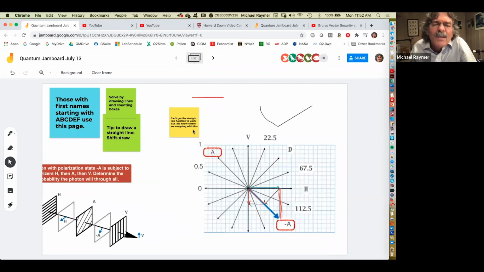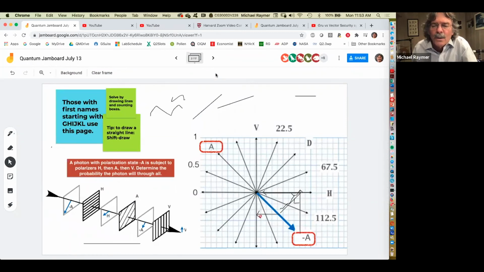Can't get the straight line function to work, but I do know. Okay, somebody on page 1 cannot get the straight line to work. I found that using my finger on a trackpad wasn't very reliable. If I use a mouse, it's more reliable, or a pen tablet. So Page 1 now has a good possibility.